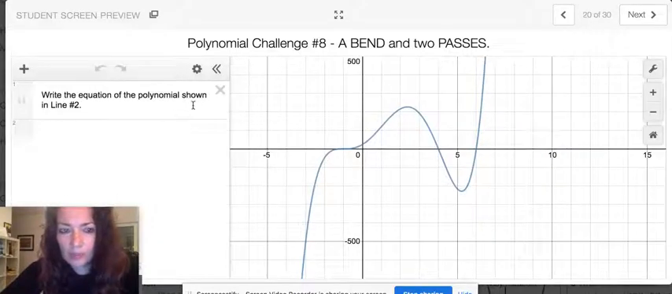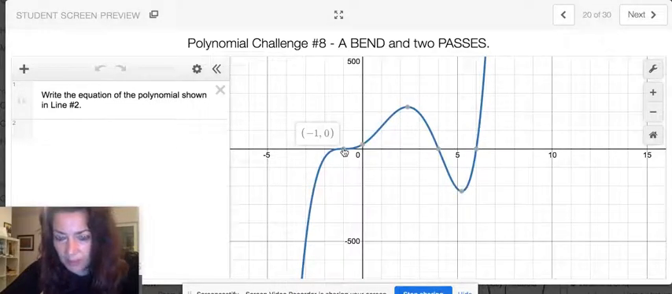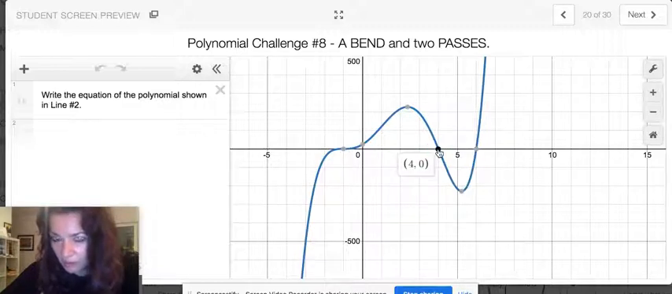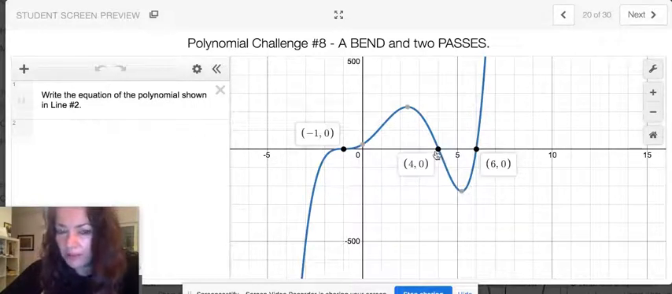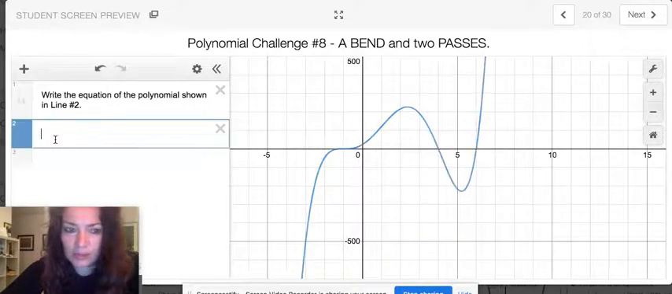Write the equation of the polynomial shown in line number 2. Okay, so we could see we have a bend here at the point negative 1, 0. It passes through and then passes again through 6, 0. So we have a bend and 2 passes. So our bend is at negative 1, 0, and our 2 passes are 4, 0 and 6, 0. So let's write that equation down.